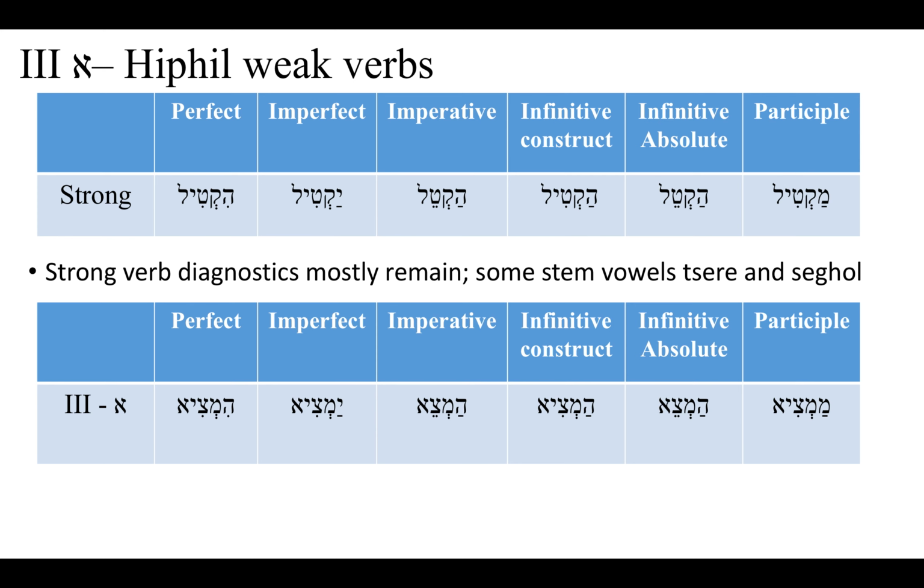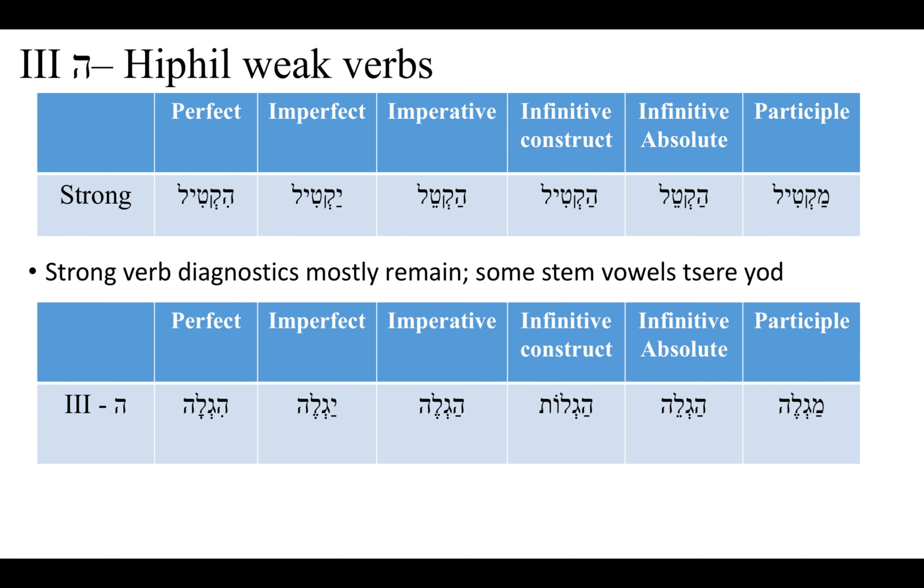Sometimes in some of the other forms, like with the perfect in the second singular and second plural forms, we will have a tsere or segol stem vowel instead of the hirek yod, which is typical for the Hiphil. But largely these remain the same, as you can see from comparison of the strong and weak forms here.